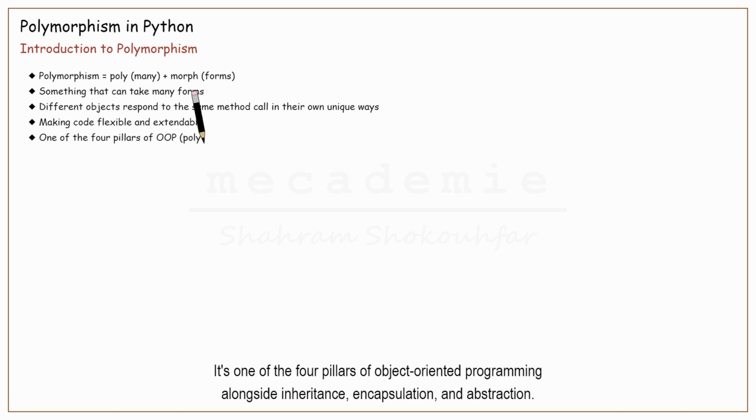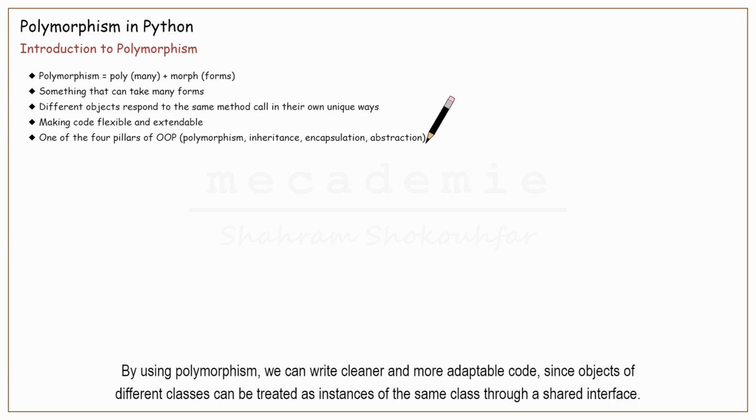It's one of the four pillars of object-oriented programming, alongside inheritance, encapsulation, and abstraction. By using polymorphism, we can write cleaner and more adaptable code, since objects of different classes can be treated as instances of the same class through a shared interface.